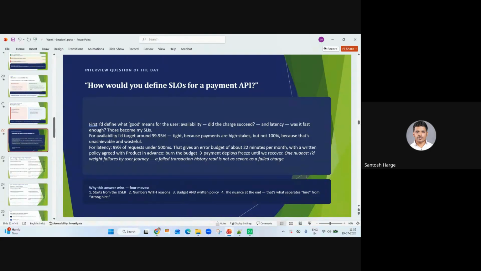That is the written policy agreed with the product owners, the service owners and the SRE teams. If you exceed the 22 minutes, you do not allow any further deployment for the payment API. You should be able to explain all these things with use cases. Here it's a payment API; for your application it could be different, but you need to first define what good means, what the user is looking for. With payment, I'm looking for my payment to be successful and fast. These are my SLIs. In the same way, you need to prepare your own SLIs, SLOs and SLAs.